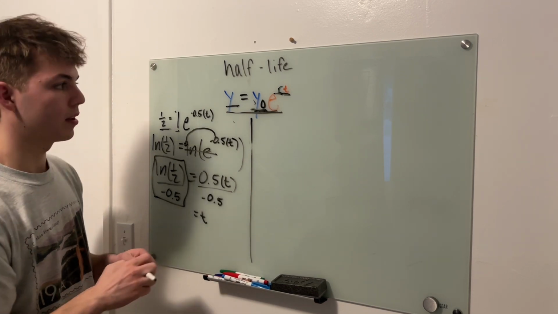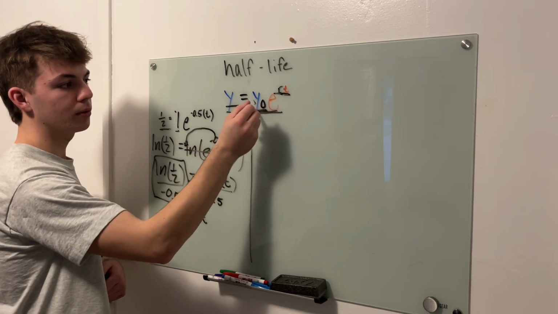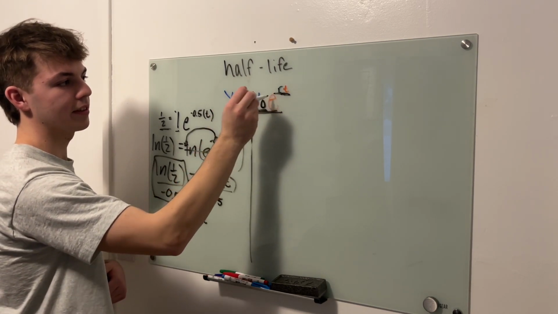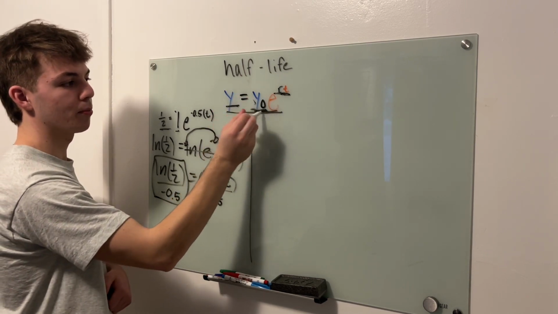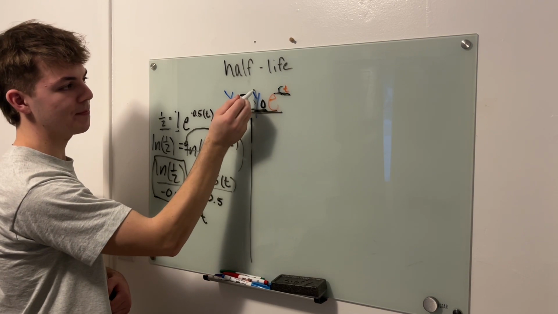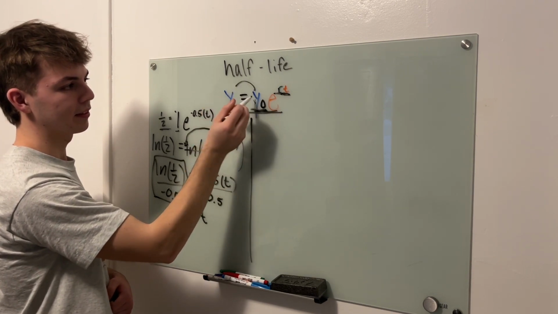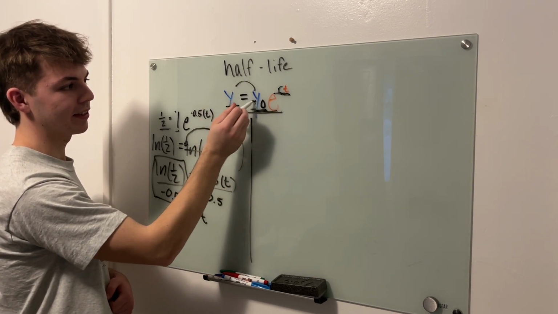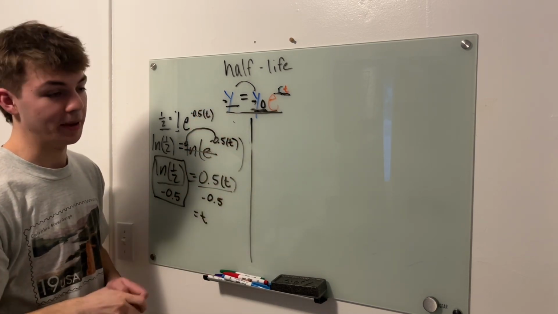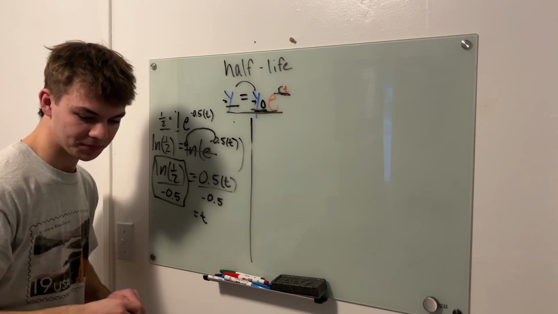And another thing is, if you know that you're looking for the time or the rate or something, and you have the principal and it says half-life, you know that this is your principal, and this is just going to be half of your principal. It's going to be half of it, yeah.